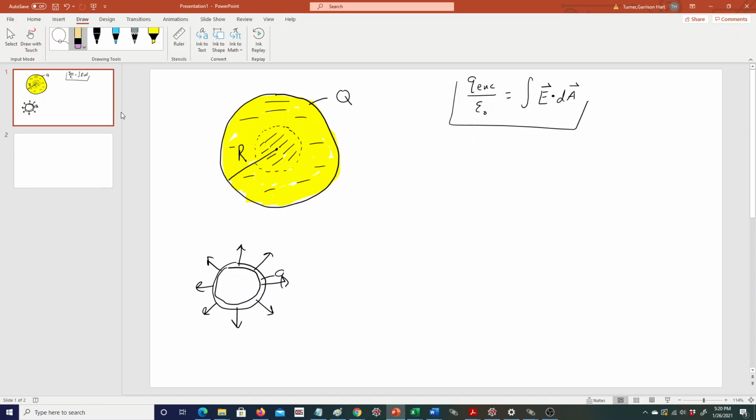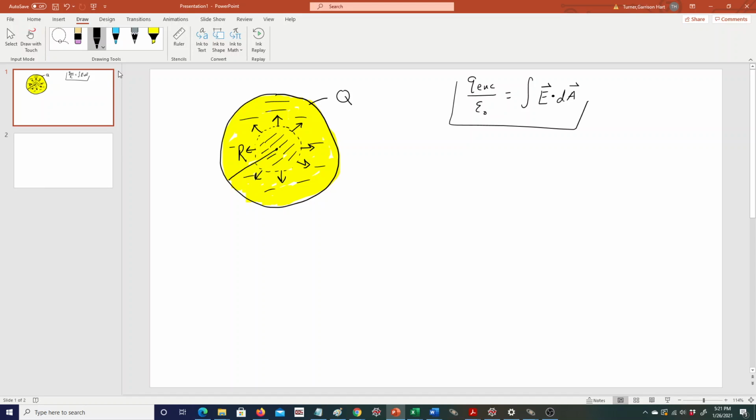So by the same token, there's no net electric field inside the sphere due to any part of the sphere that is beyond our Gaussian sphere of interest. So what that means is there's just going to be electric field contributions from the enclosed region outward, okay? So that's the first thing we have to note. All right.